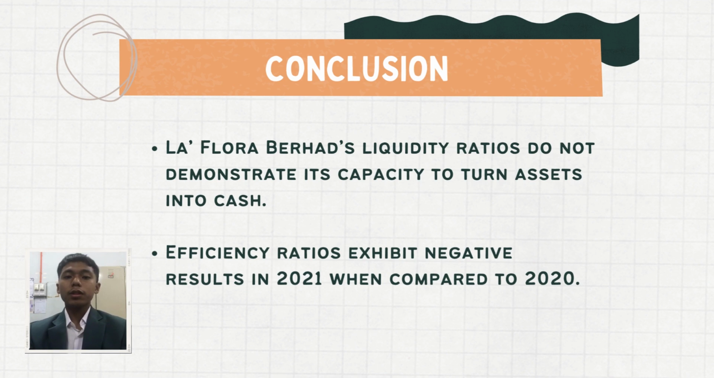Furthermore, all efficiency ratio components show negative outcomes in 2021 as compared to 2020. For example, La Flora Bhd's inventory turnover fell from 6.71 to 3.29 from 2020 to 2021. This indicates poor sales and consequently surplus inventory, and it takes longer to convert inventory to sales. This is also why we are considering not submitting the loan request to the corporation.